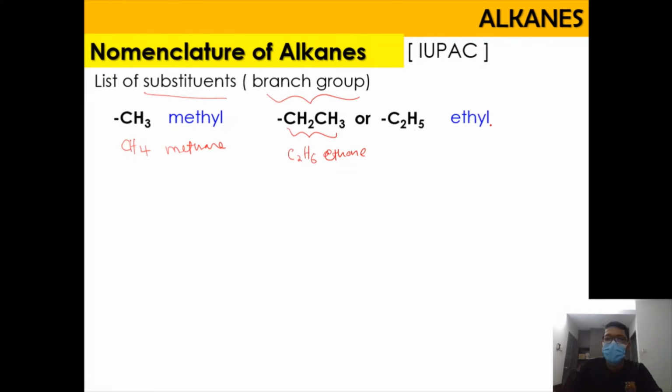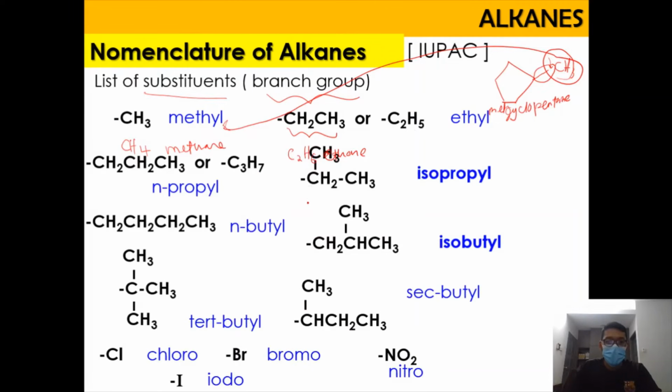as ethyl. Okay, so what it means by branch group here is basically, for example, if you have a structure of cyclopentane and one of the branches here, the branch here is known as the branch group or the substituent. So in this case, it will be named as methyl cyclopentane because here it refers to CH3. CH3 refers to methyl.